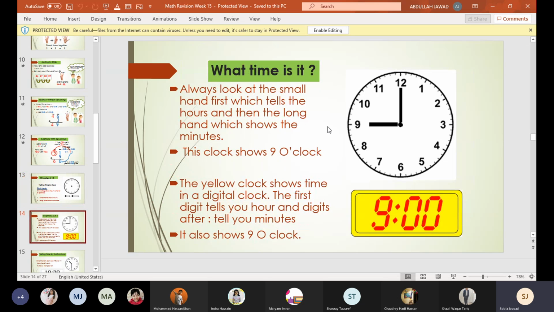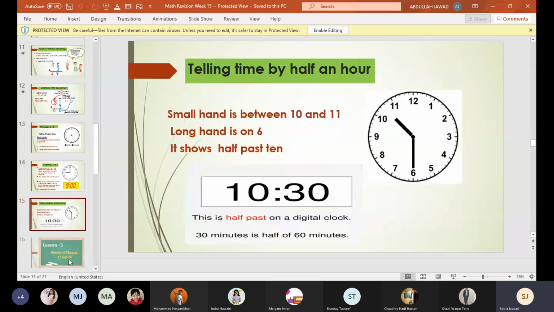If we want to tell the time right now, what is the time on this clock? I'll look at the small hand first. Now it's at 9, and the long hand, the minute hand, is on 12. What is the time on this clock? Teacher, 9 o'clock. Yes, 9 o'clock. We can write 9 o'clock like this, 9:00. Is this a booklet? No, this is a presentation.